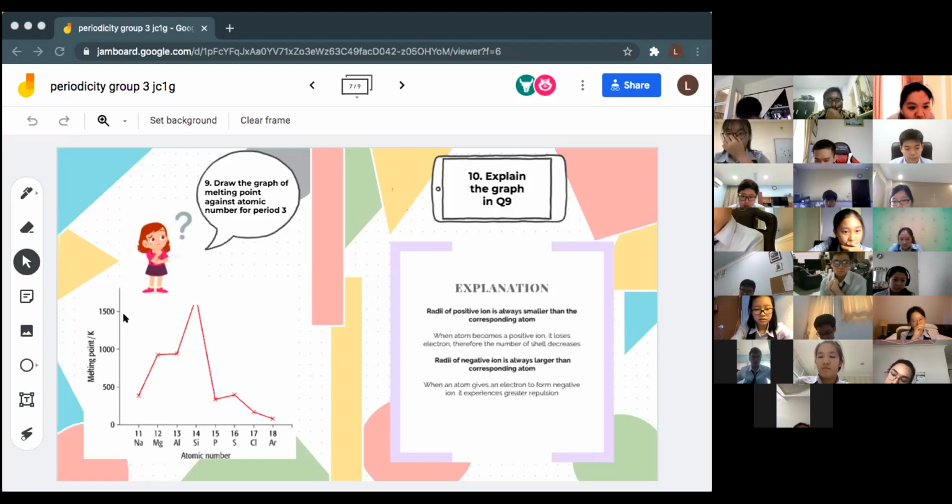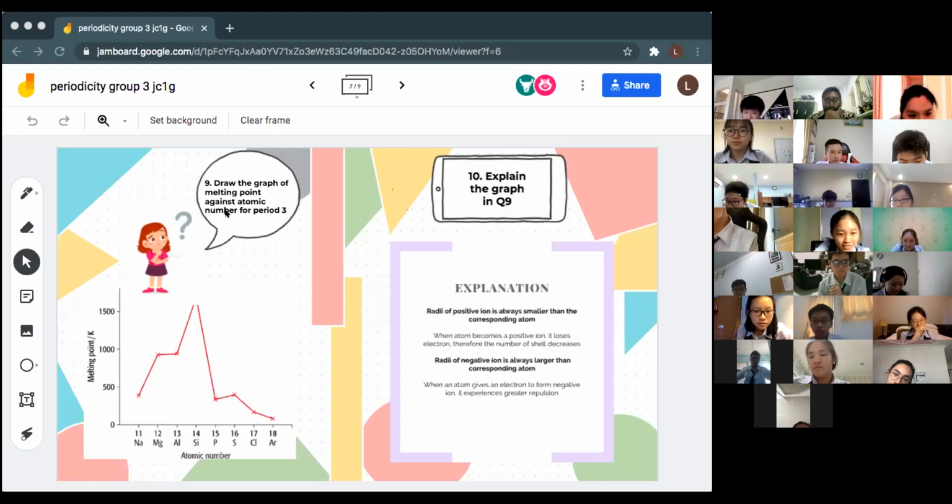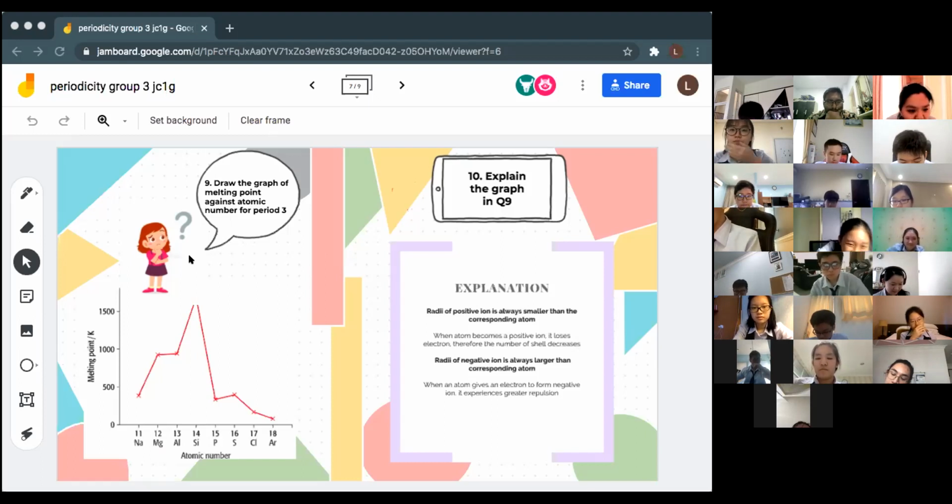The increase of melting point and electrical conductivity from sodium to magnesium to aluminium is affected by the number of electrons each metal donates into the sea of delocalized electrons. Aluminium has the strongest metallic bonding because each aluminium atom donates 3 electrons, while a sodium atom donates only 1 electron, thus aluminium has a higher melting point. Silicon has a giant covalent structure, thus allowing it to have the highest melting point.